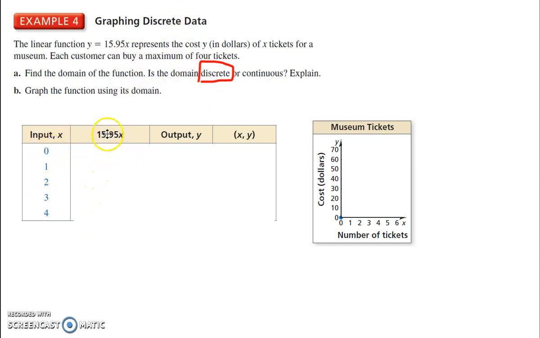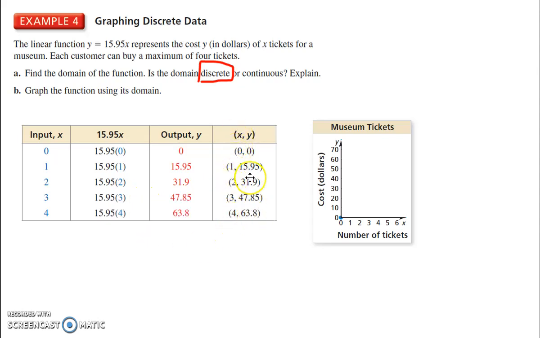So if our input is 0, we would do 15.95 times 0. Our output is 0, right? If you don't buy a ticket, it's not going to cost you anything. But if you buy 1 ticket, it's going to cost you $15.95. So now I have 1 and $15.95. If you buy 2 tickets, you do 2 times $15.95, you get 31.9, and my ordered pair is 2 and 31.9. I can continue this, and now I have ordered pairs.